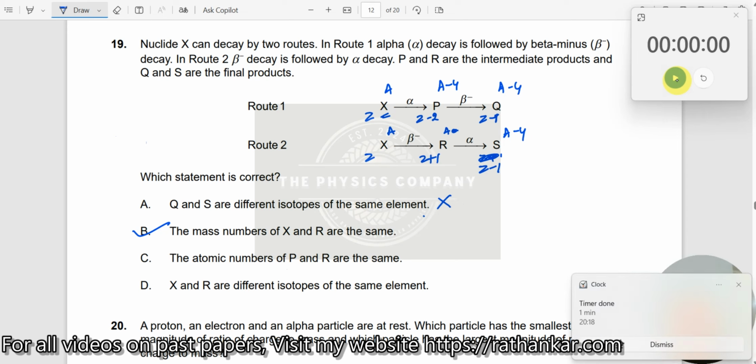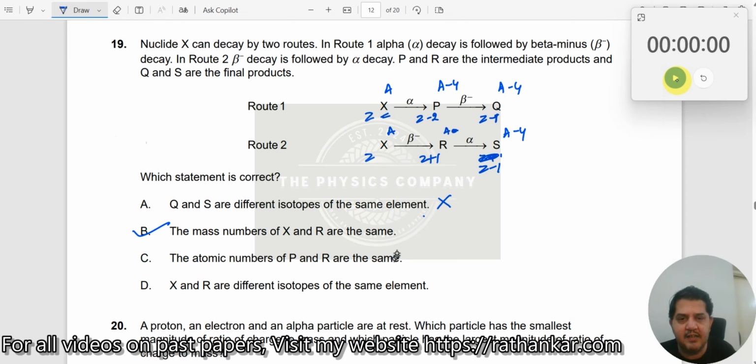Atomic numbers of P and R are the same? P and R atomic numbers. No. This is Z minus 2, this is Z plus 1. X and R are different isotopes of the same element? Where is R? See, this is Z here, Z plus 1. The atomic number changes. They are not isotopes. So this is also incorrect. So B is the right answer.